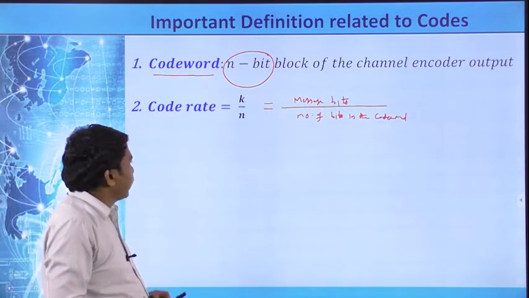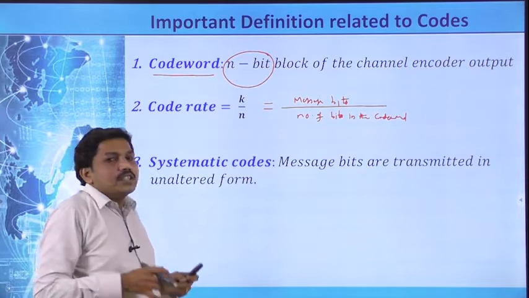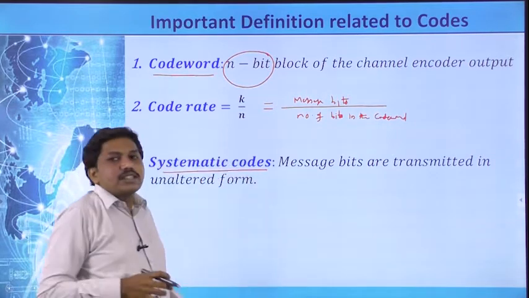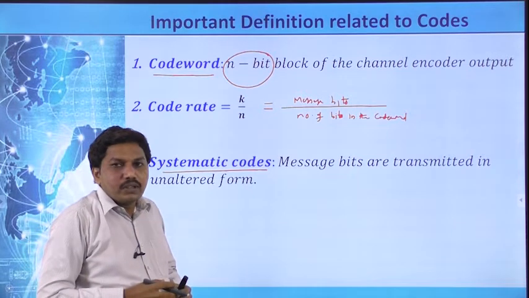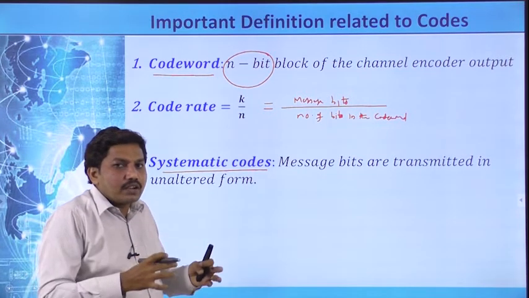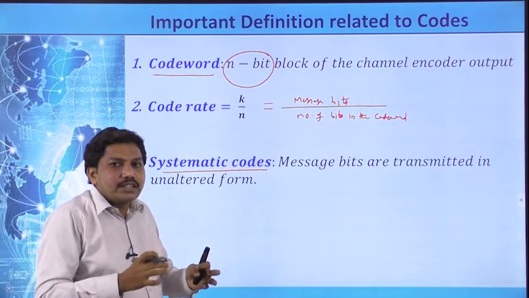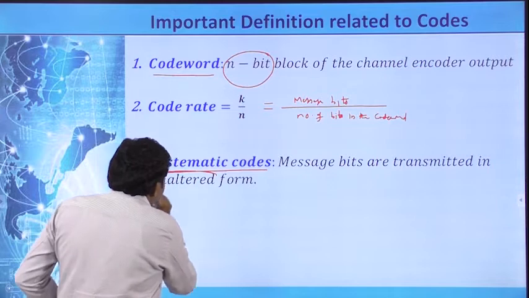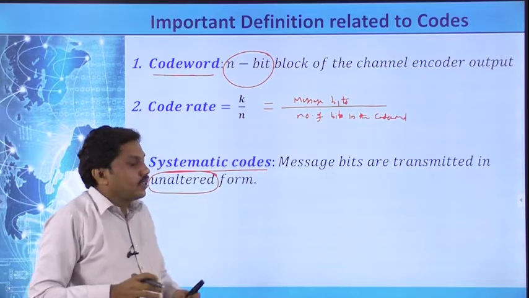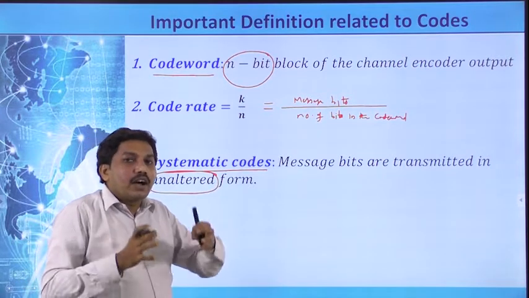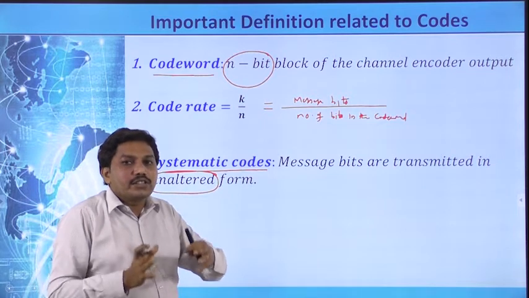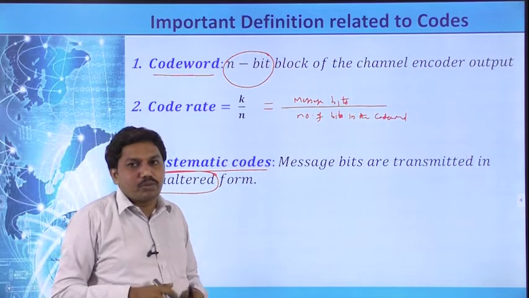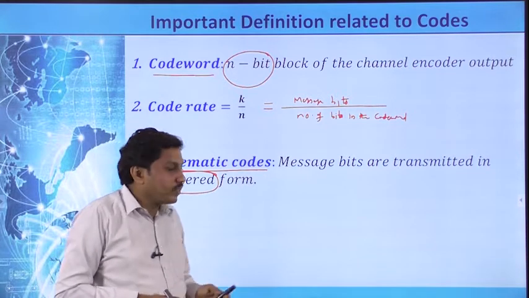Third definition is systematic codes. What do you mean by the systematic codes? It means the message bits appear in the code word in unaltered form. That means the message bits are transmitted in unaltered form in case of systematic codes. We will see when we are discussing the problems. Right?